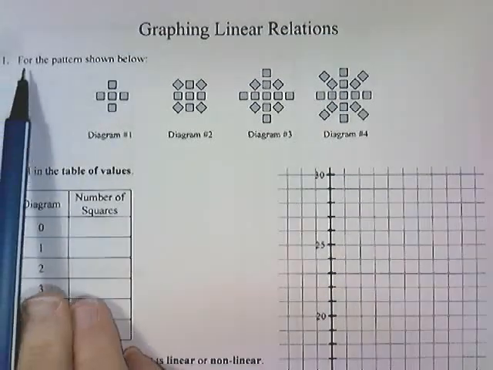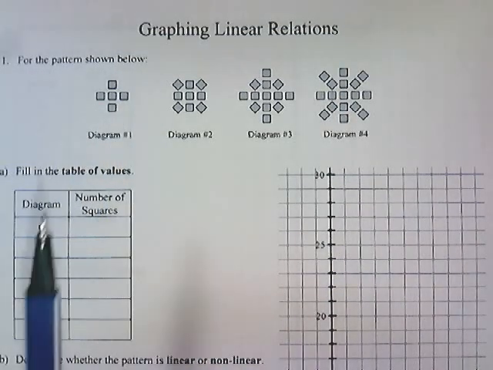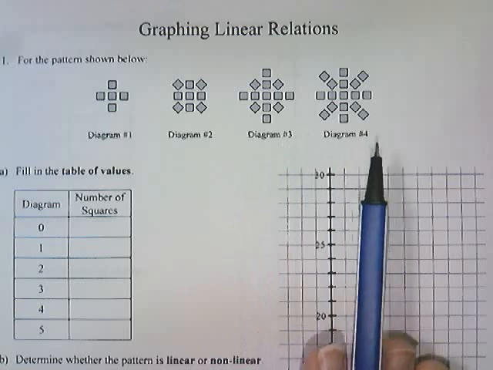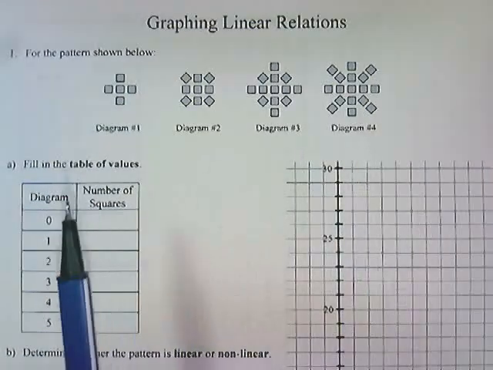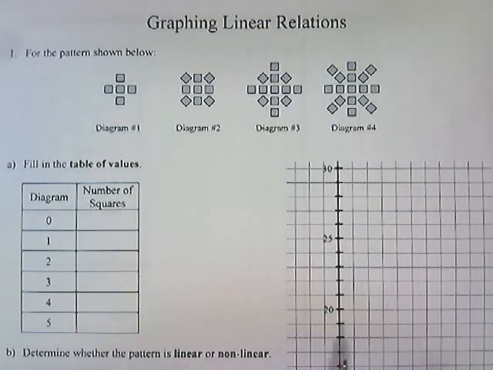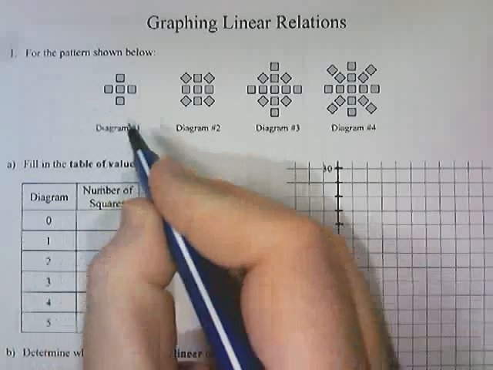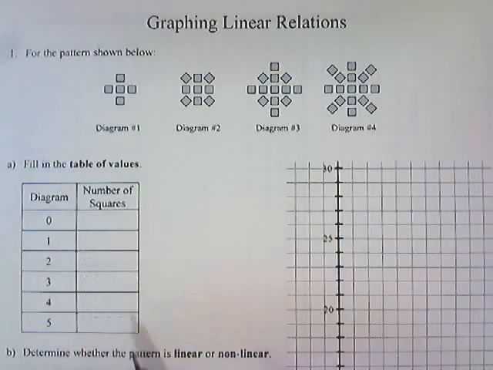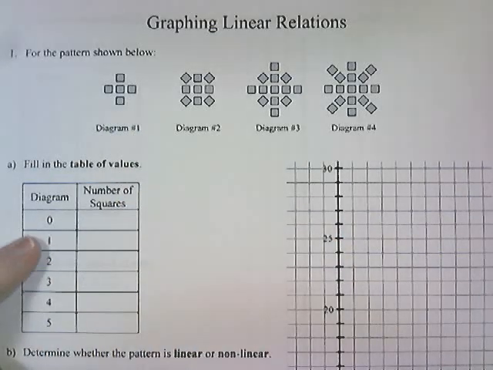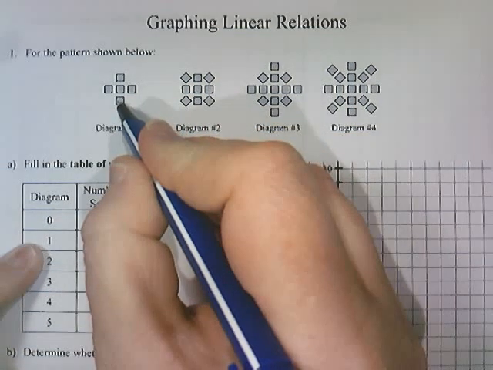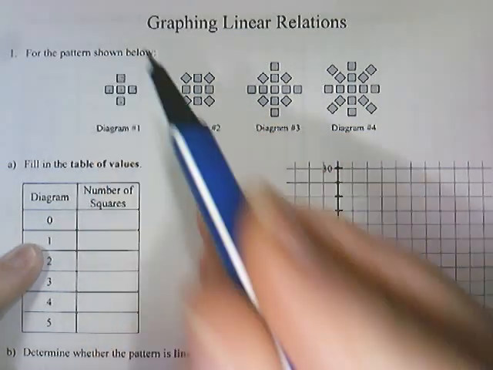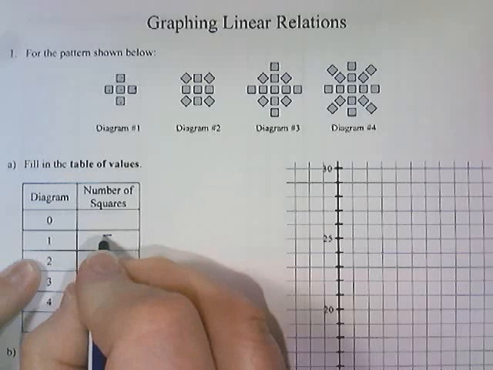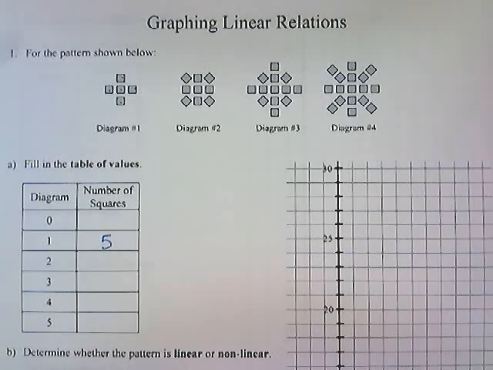So it says here, for the pattern shown below, we have diagram 1, diagram 2, diagram 3, diagram 4. We are going to fill in the table of values and then answer a whole lot of questions. All right, so diagram number 1, well, this is diagram number 1. So I'm not going to do diagram 0. We'll come back to that. Diagram 1 has 1, 2, 3, 4, 5 squares. So diagram 1 has 5 squares.